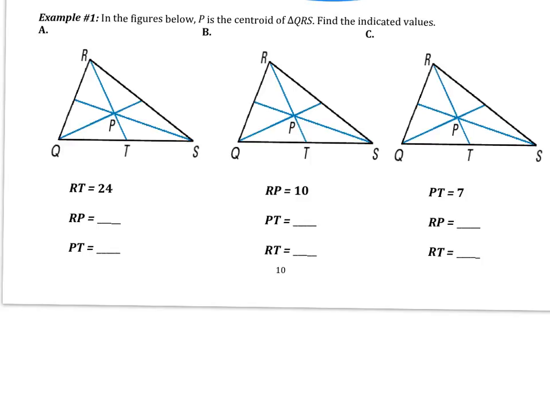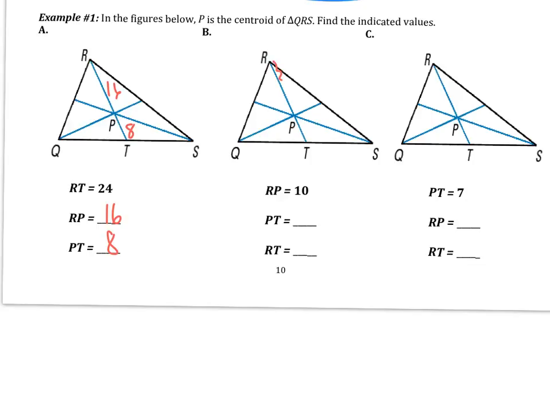For RP? Yep. I got 16. Okay? And what'd you get for PT? 8. Because 24 divided by 3 gives me 8. Double it and I get 16. The 2 added together equal 24. Sammy, what'd you get for B?